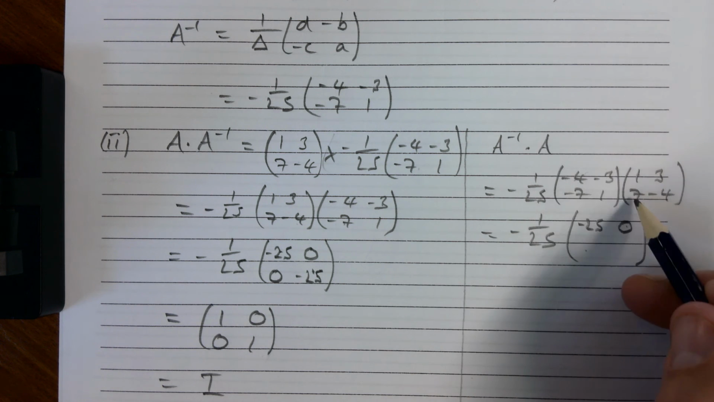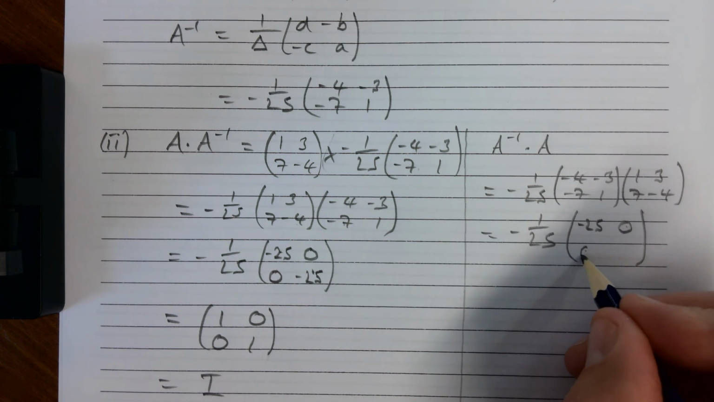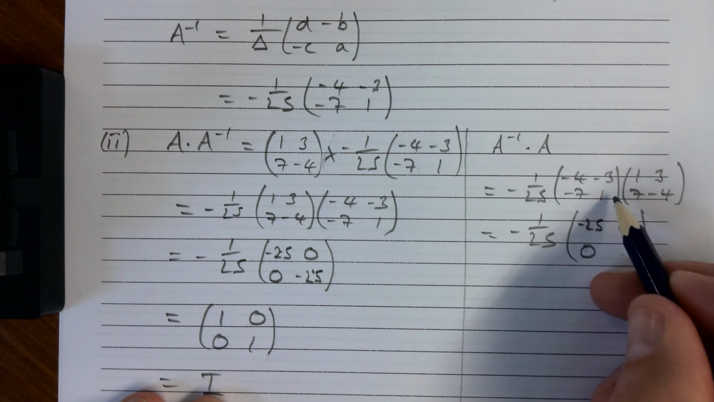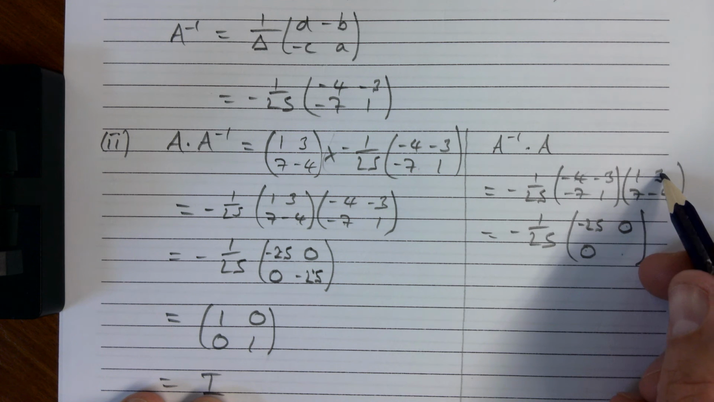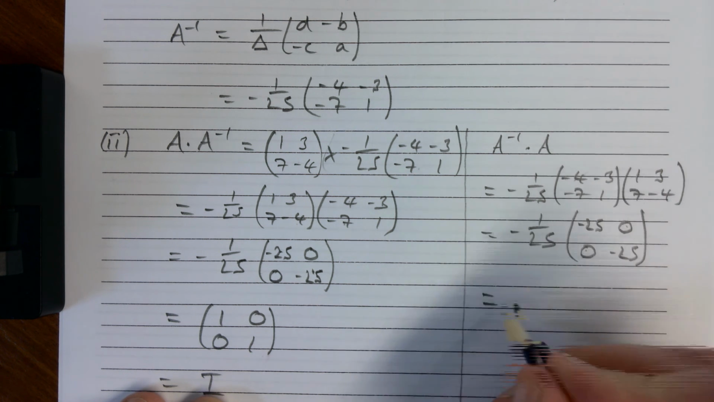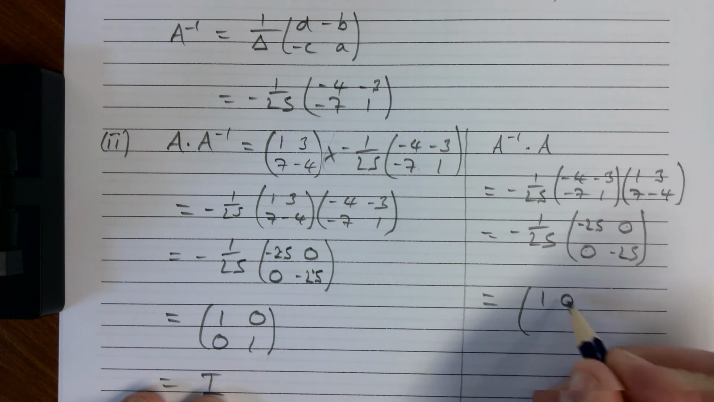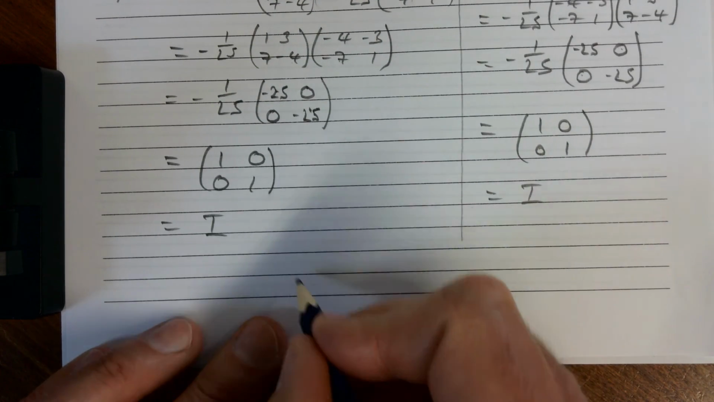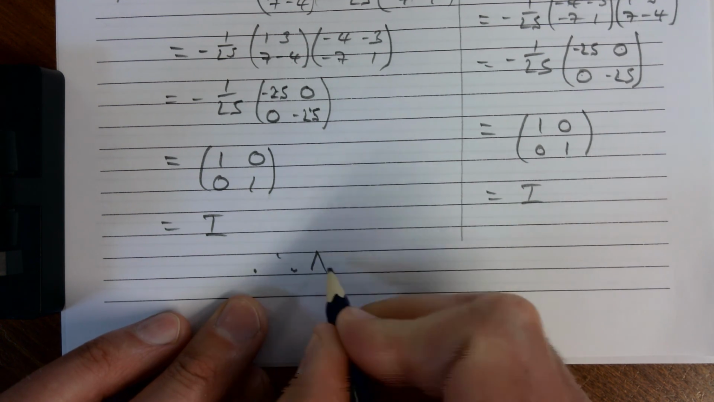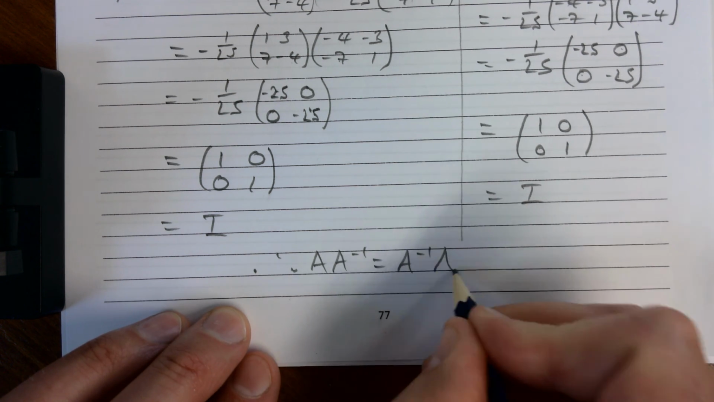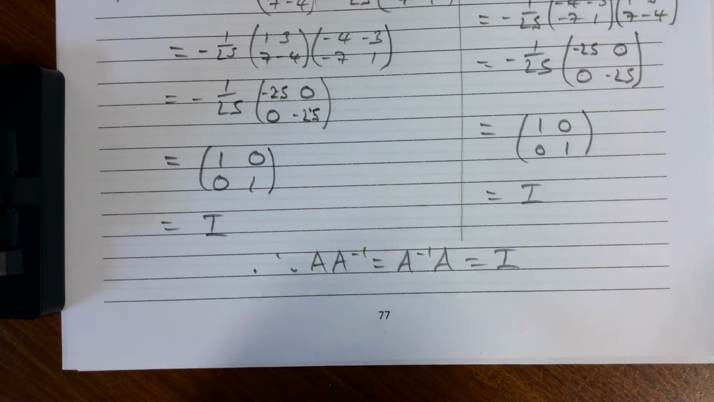Second row, first column: minus 7 plus 7 is 0. And then in the second row, second column, we multiply our second row by our second column. Minus 21 minus 4 is of course minus 25. That gives us (1, 0, 0, 1), which is of course equal to I. So we have proven it. Therefore, A times A to the minus 1 equals A to the minus 1 times A equals I.